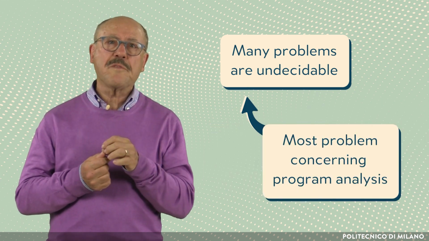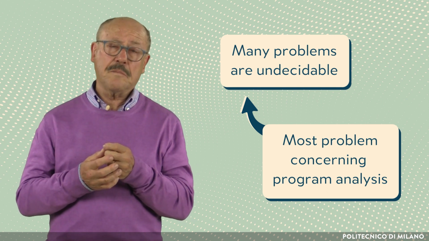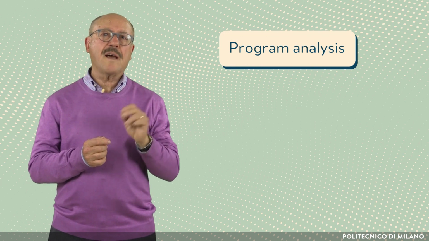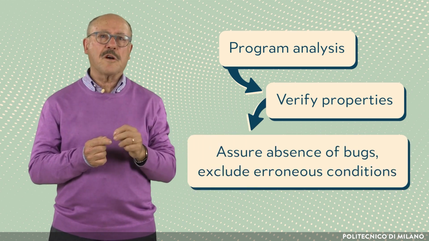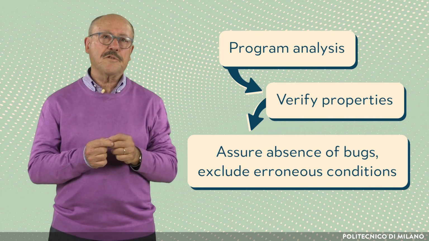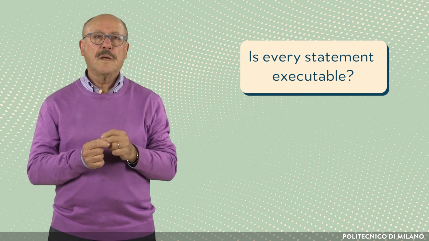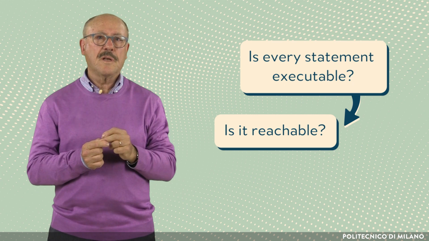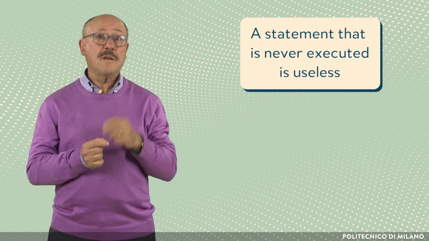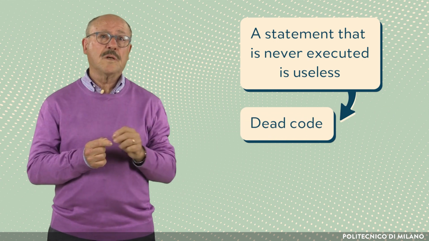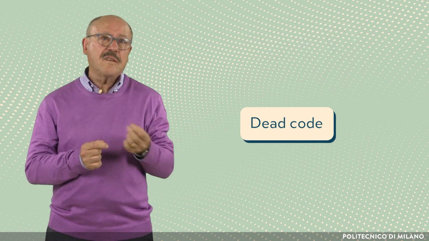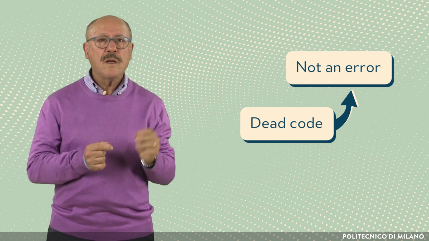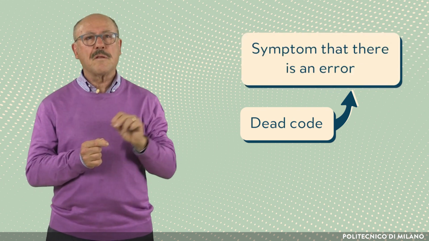In particular, most problems concerning program analysis are undecidable. Program analysis refers to analyzing computer programs to verify certain properties that assure absence of bugs in the program or to exclude certain erroneous conditions. A very simple property may be: every statement in the program is executable. That is, it is reachable in some computation. A statement that is never executed is useless. It constitutes dead code. Although well-written programs should not contain dead code, per se, this does not indicate an error in the algorithm. However, it is very often the symptom that there is an error in the program.